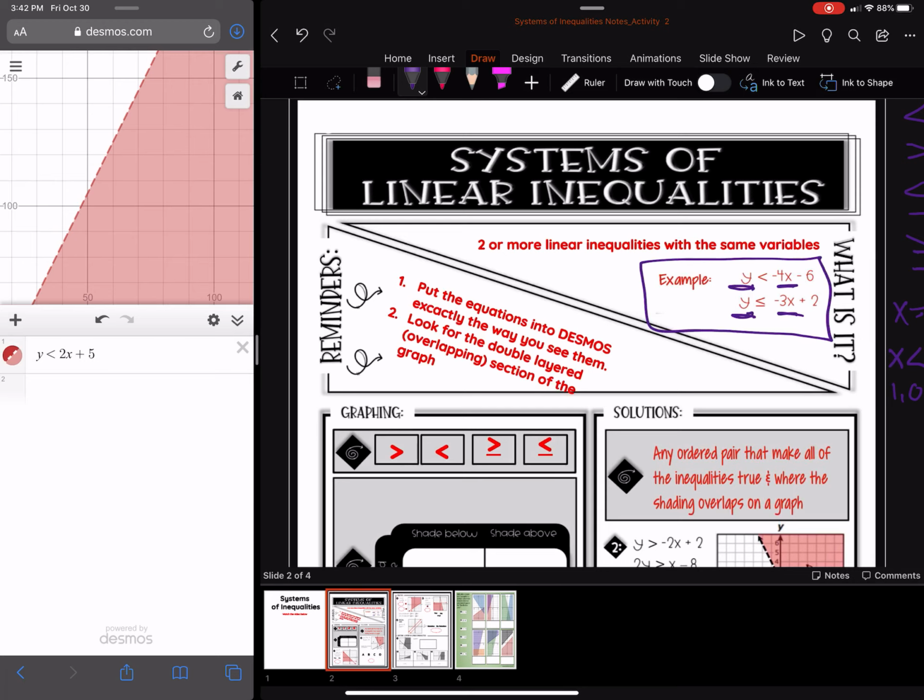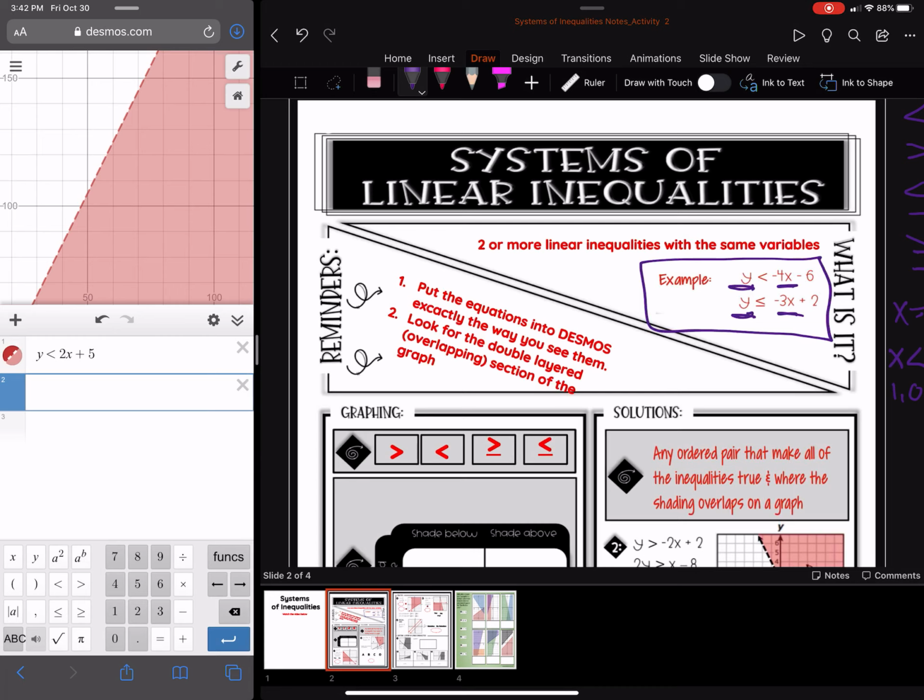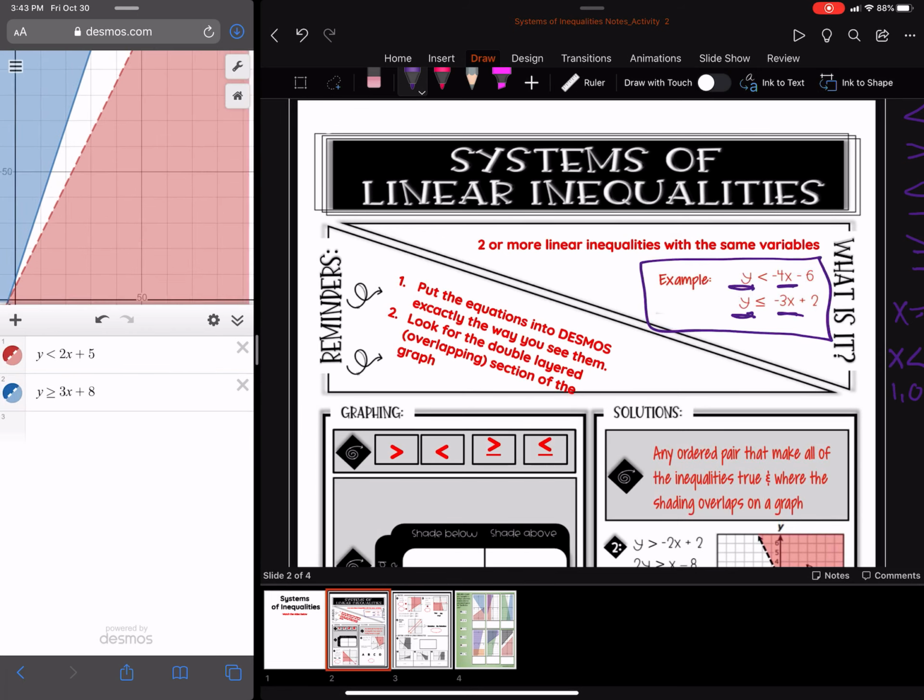And because we're talking about shading, let me just put another one in here just so you can see. Less than 2, let's see, 3x plus 8. Okay, let's do a friendlier one. Plus 8, and then I'm going to change the sign to a greater than. Nope, to a less than. There we go. Okay, so here are my solutions.